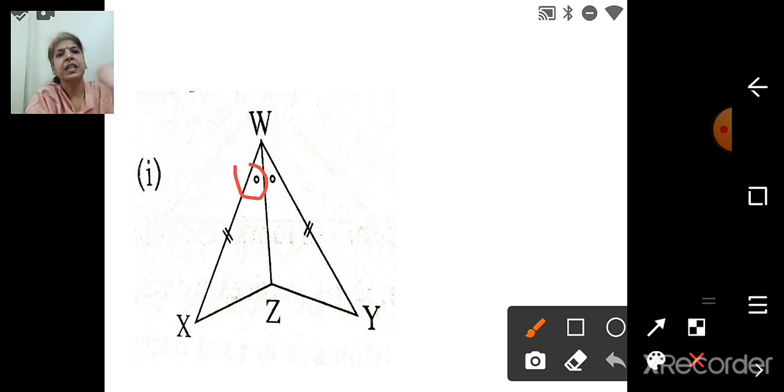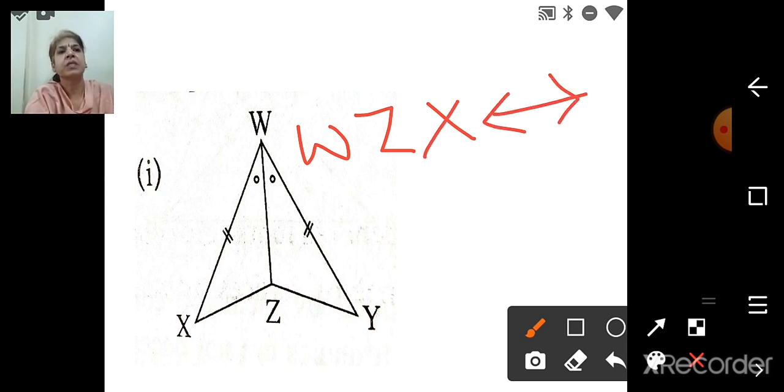We can see the identical marking, right? Side WX is congruent with WY. Why are we doing this? For the correspondence of vertices. When we have to write the correspondence of vertices, we will just write the vertices WZX, and this is the symbol of correspondence, WZY.